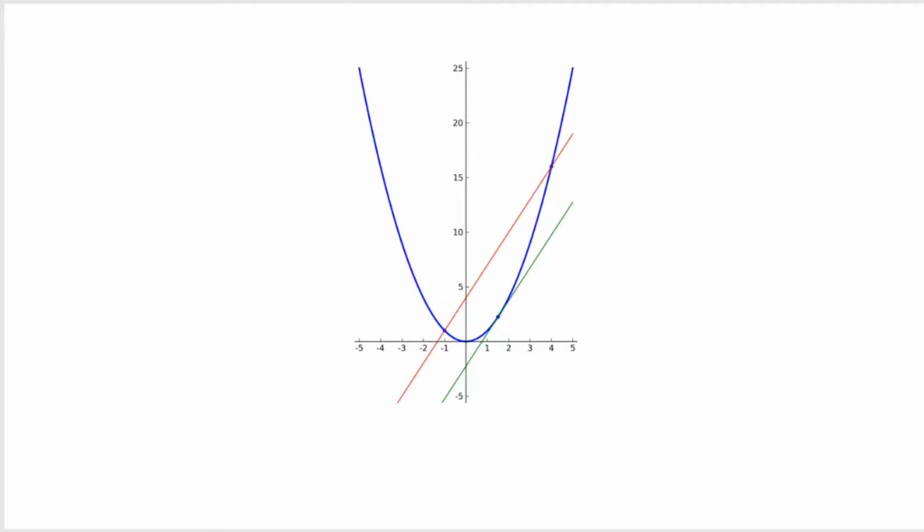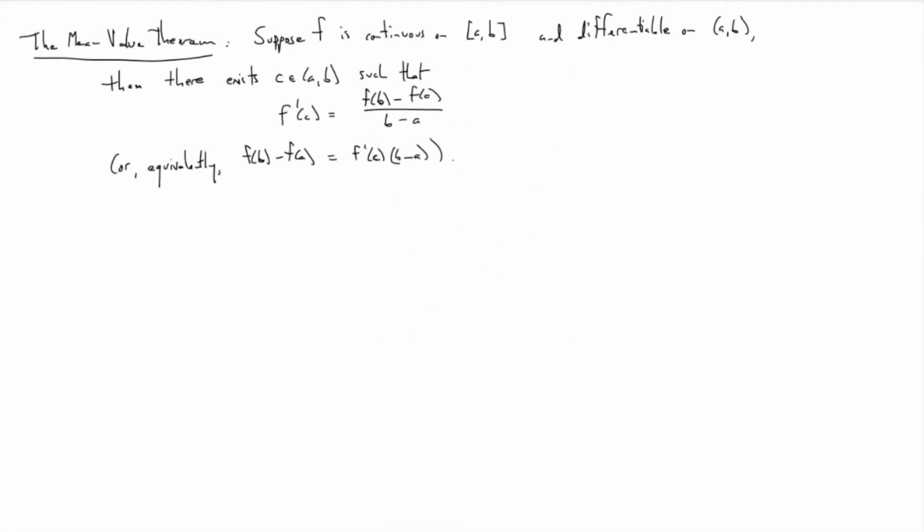Here we have a point where the slope of the tangent line is clearly the same as the slope of the secant line. You could do a little work and find out that the x value at that point is 1.5 or 3/2. And so the derivative at that point is precisely f of 4 minus f of -1 all over 4 minus -1. And that's what the mean value theorem says must happen. Anytime you have a function that's continuous on a closed interval and differentiable on the open interval, there is some point where the derivative is equal to the slope of the secant line between those 2 points.